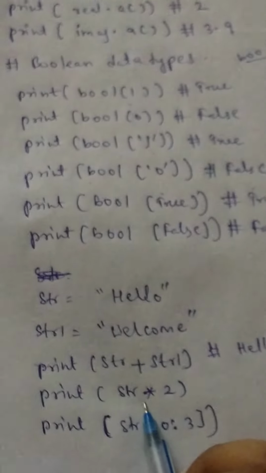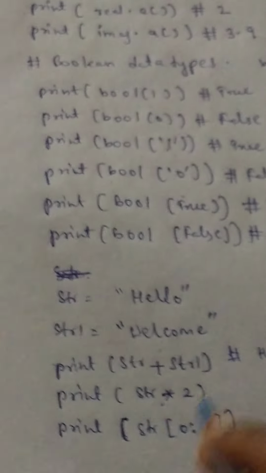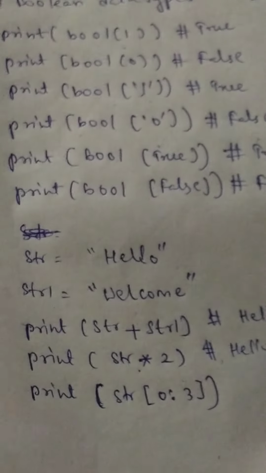The asterisk operator is called the repetition operator. This repeats the string the number of times we need. We have given str asterisk 2, and it will repeat the str string 2 times. The output will be hellohello.